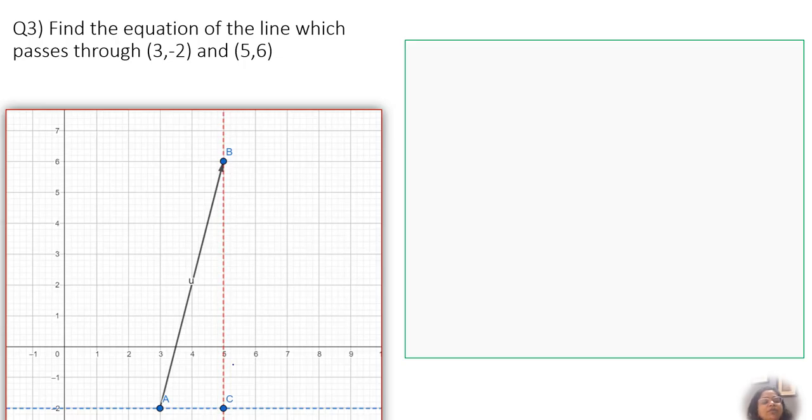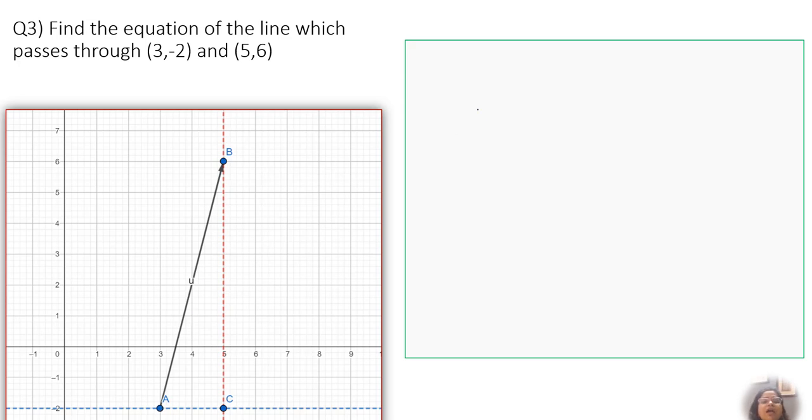Okay, so this example is straight from the worksheet that was shared with you. Here you need to find the equation of the line which passes through (3, -2) and (5, 6). Now here you have a choice. If you so wish, you can make a rough sketch of the line, because making a rough sketch will give you an idea of the gradient of the line, whether it's positive or negative. But it is not essential, it's not compulsory for you to make a sketch.